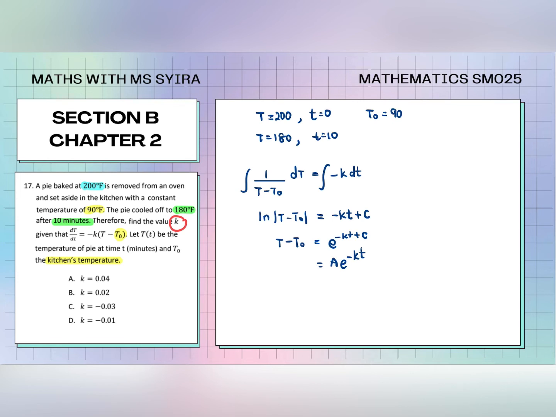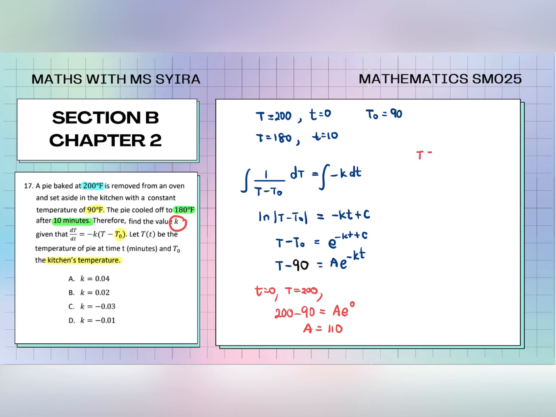Okay, and then I'm going to substitute T0 dengan 90. Okay. So, ini dia lah. And then, kita gunakan the first information. So, bila T sama dengan 0, T sama dengan 200. So, 200 tolak 90 akan sama dengan A, e to the 0. So, A akan sama dengan 200 tolak 90 adalah 110. Okay, so I have 110 here.